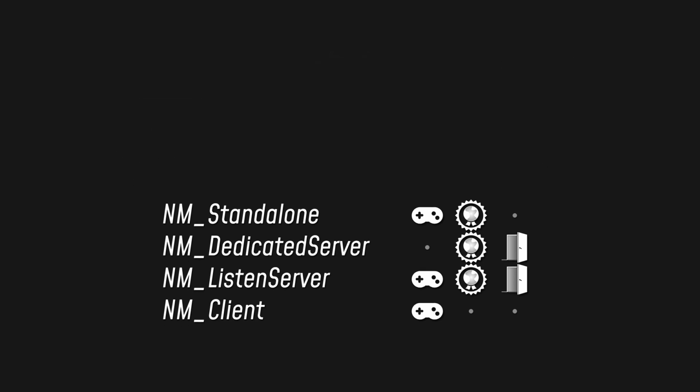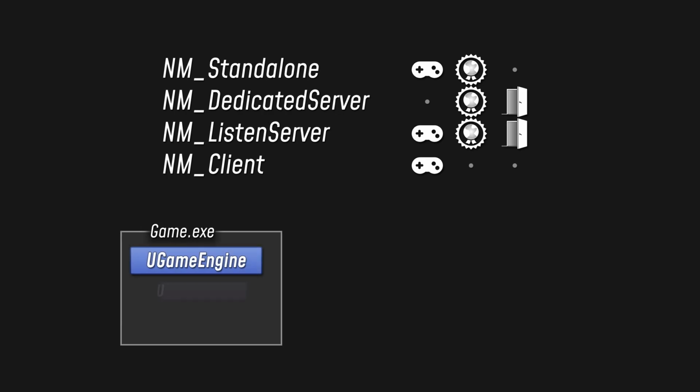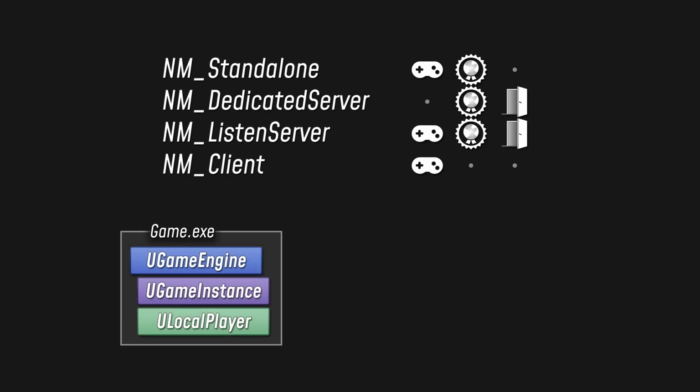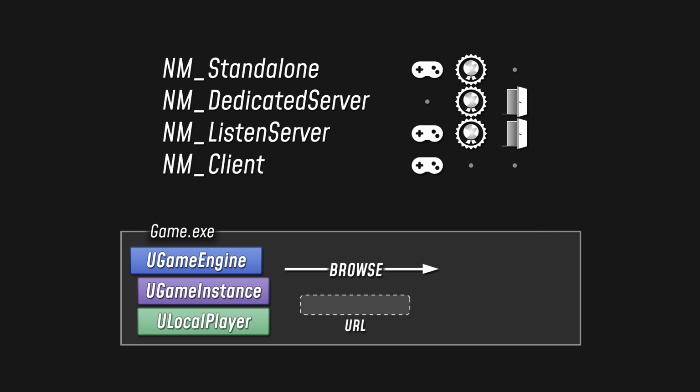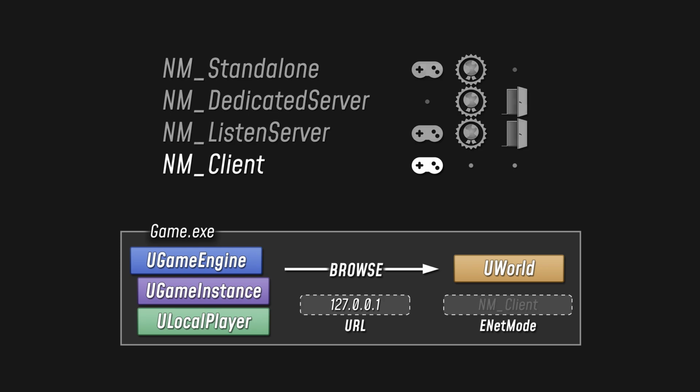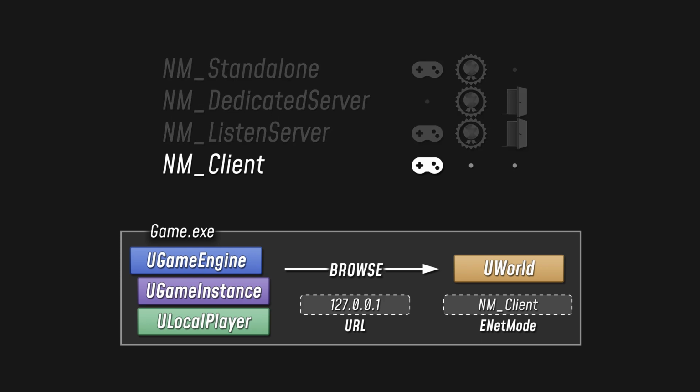As we saw in a previous video, when you start up your game, you get a game instance object that's tied to the lifetime of the process. And then the game browses to a URL, either a server address or a map name. That causes the game to load a map, which gives it a world, and the world's net mode will differ depending on how your game instance has started up. If your game instance has connected to a remote server, then its world will have the client net mode. The game is playable for the local player, but it's updating its world at the behest of the server.